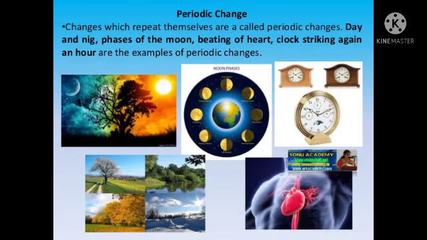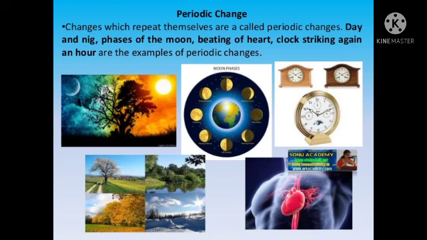Next we are going to see another type of changes, that is periodic changes and non-periodic changes. What are periodic changes? Periodic changes are those which take place at regular or fixed intervals of time, or the changes that repeat themselves are called periodic changes. From the example itself you will come to know what a periodic change is. For example, day and night occurrence, phases of the moon, beating of the heart. These changes occur continuously at fixed intervals of time.